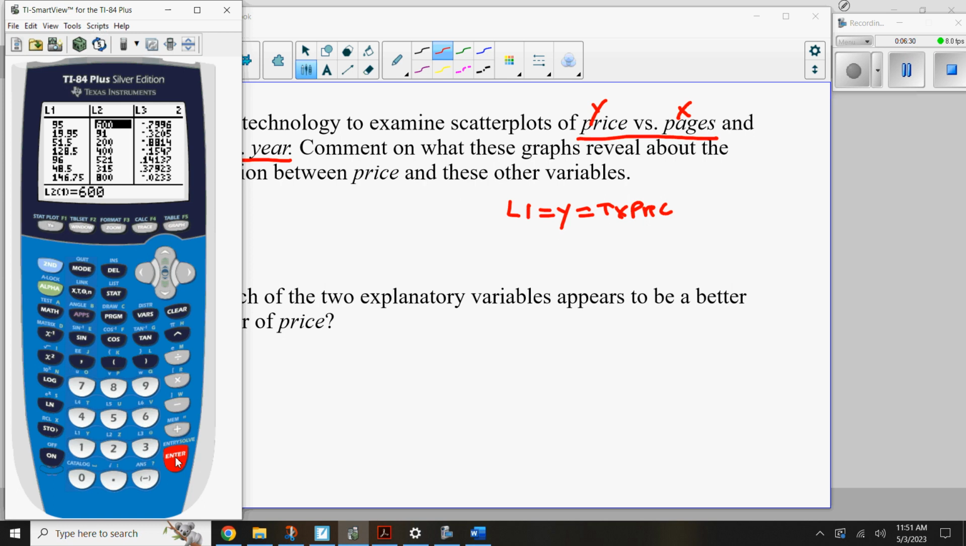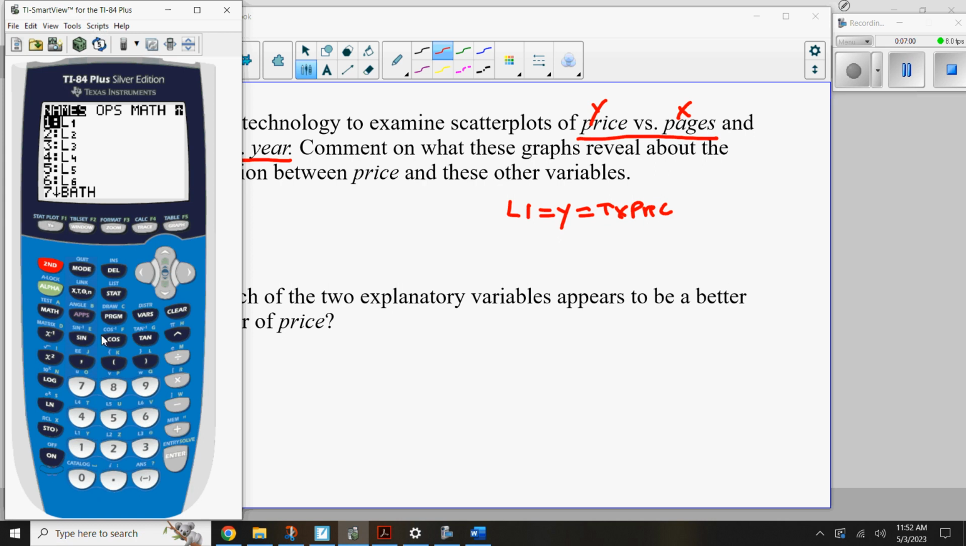And while I'm at it, I know that I'm going to need year. So I'm going to go up to L3, and first I'm going to clear it out. Then I'll hit Enter just so I know that it's cleared out. I'm going to go back to L3, Second List, and I want year. It's text year, TXYR, so second, nope, I did that, sorry.